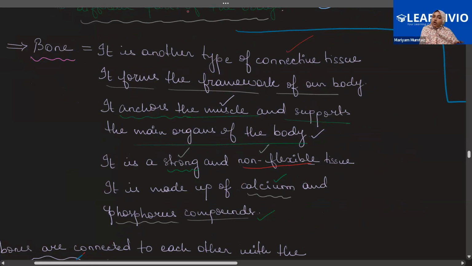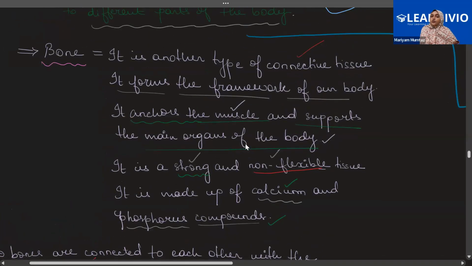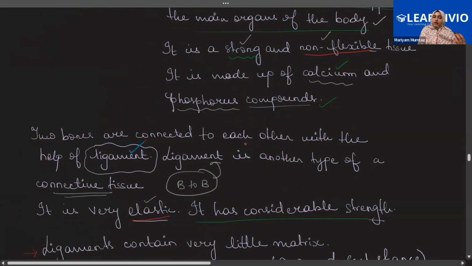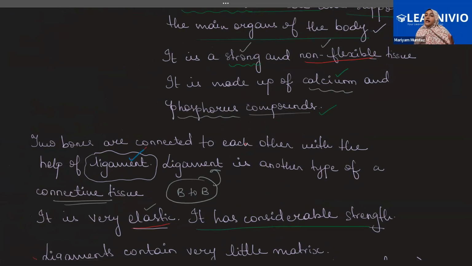Now, bone is a strong tissue, and it is non-flexible. You can't bend your bones in any way. You can bend only at the joints, but if I ask you to bend your bone from here, obviously it would break. Bone is made up of calcium and phosphorus compounds. Two bones are connected to each other with the help of ligament. Ligament is another kind of connective tissue that is responsible for connecting bone to bone.